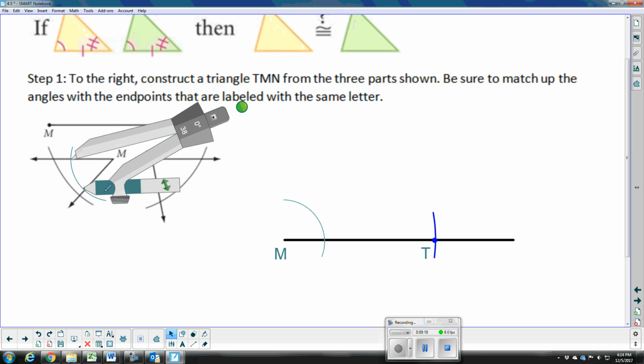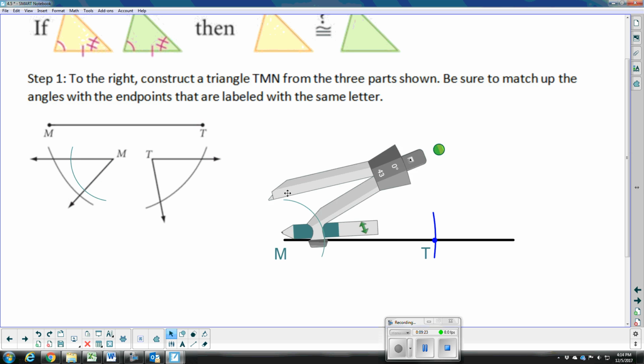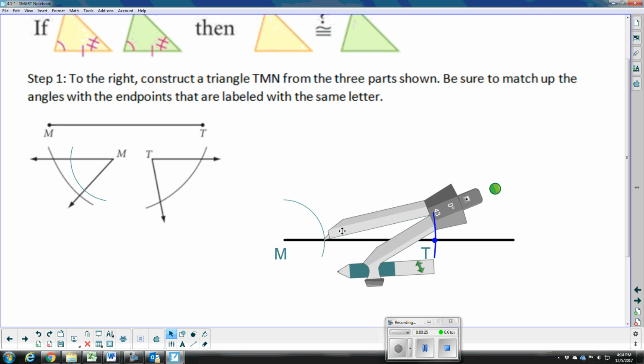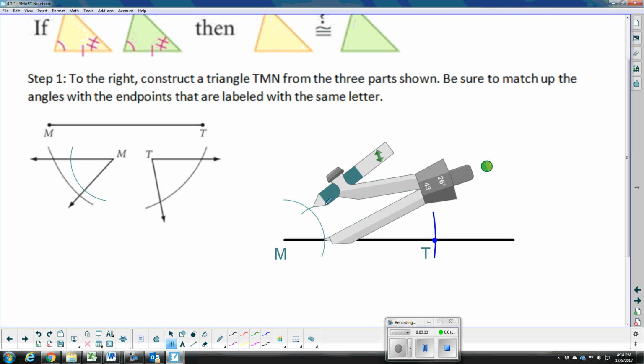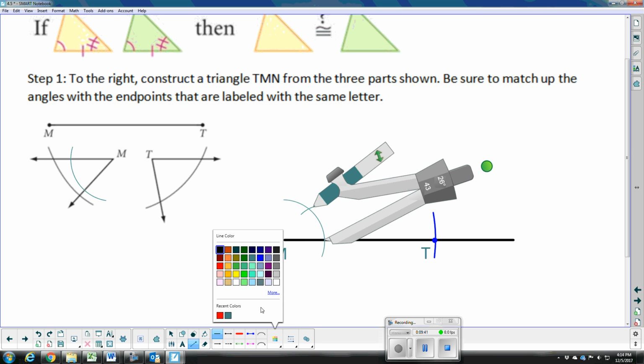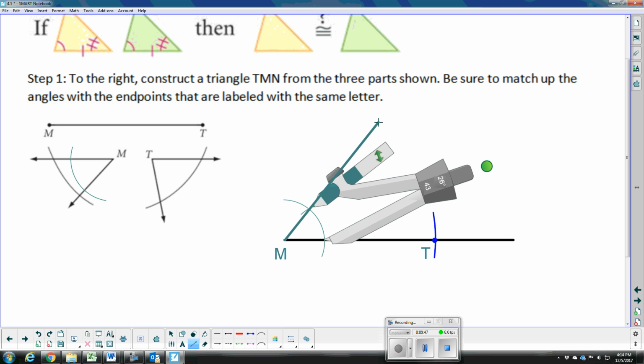Alright, mine's not going to be perfect because it's kind of glitchy. Okay, so once you measure how big your angle was, then mark that, and the point where it intersects with your first arc, that's your angle. Alright, so there's angle M.